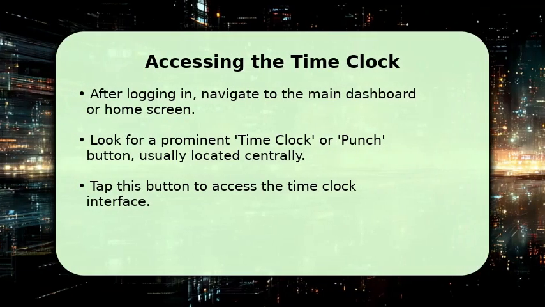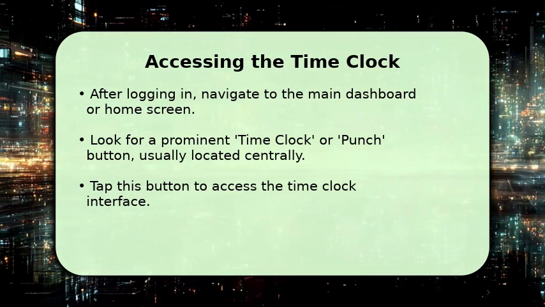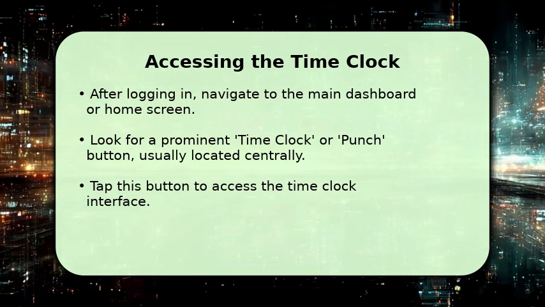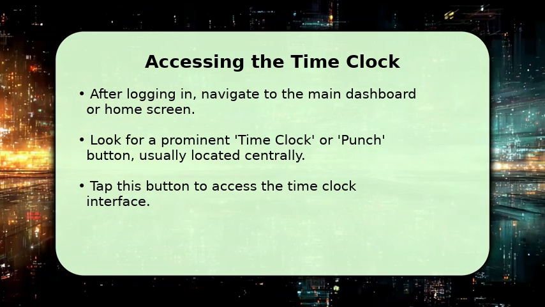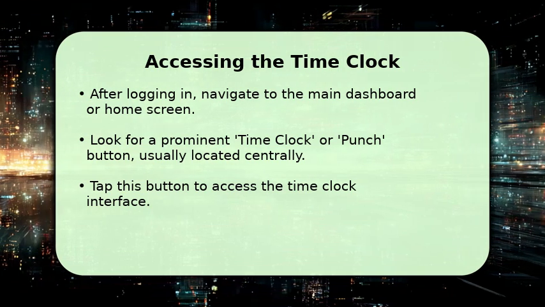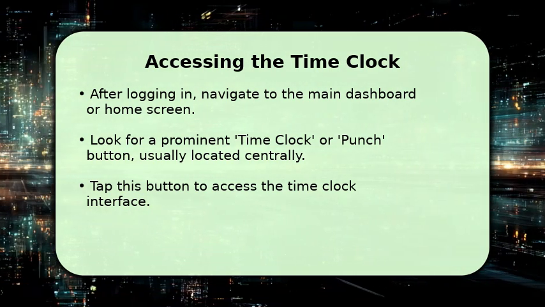Once you've successfully logged in, your next step is to find the time clock feature. Navigate to the main dashboard or home screen within the app. Look for a prominent time clock or punch button, which is often centrally located for easy access. Tapping this button will take you directly to the time clock interface, where you can record your work hours with just 1 or 2 taps.